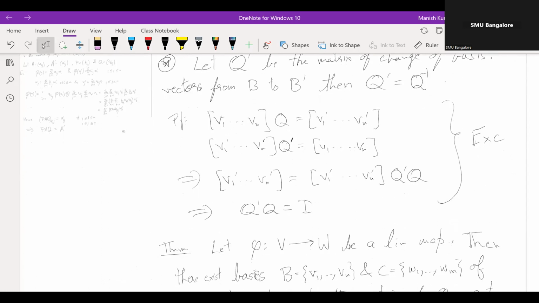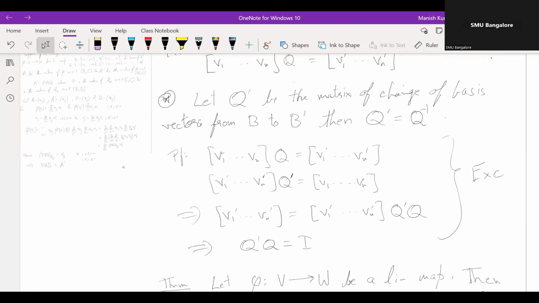Okay, so that will tell you that, and the other way is also true. Q times Q prime is also identity. But anyway, it's a square matrix. For a square matrix, you know that if it has a left inverse, then it also has a right inverse. So this proves that the change of basis matrix from B to B prime is the inverse of the change of basis matrix from B prime to B. Okay, any questions?